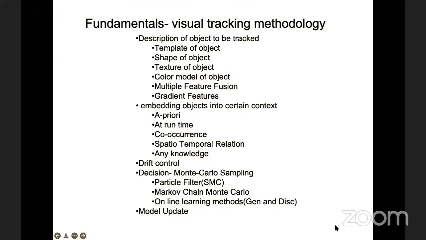So embedding objects into context like a priori knowledge of the context of the object, runtime, how the object is behaving, co-occurrence of many things, spatio-temporal relations of the object, and any other knowledge will help us to generate the context for embedding object.